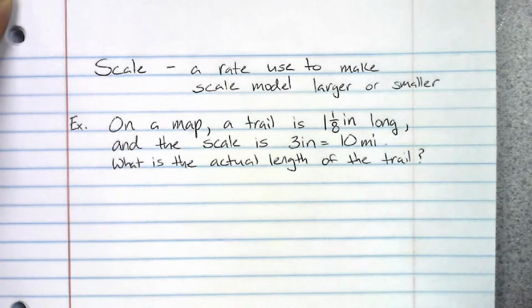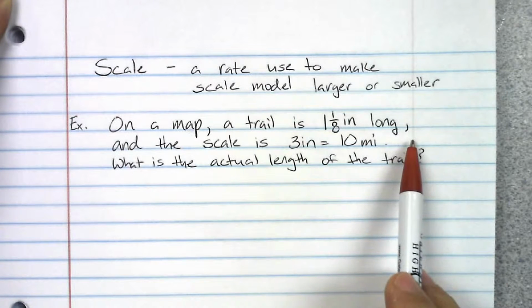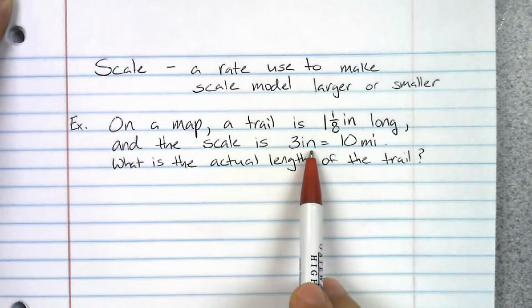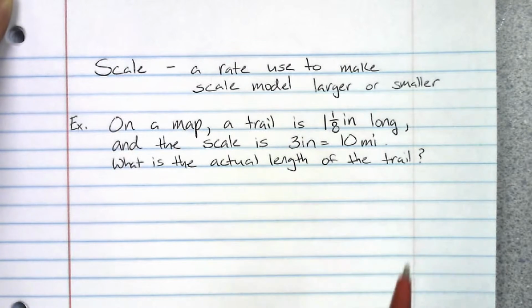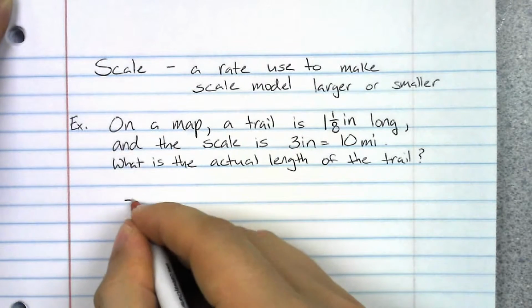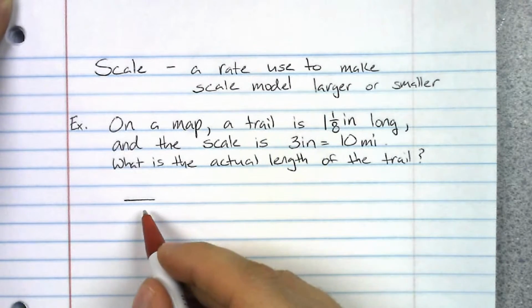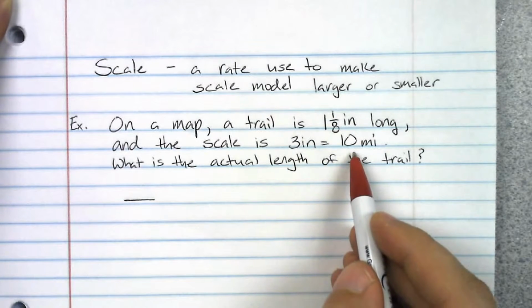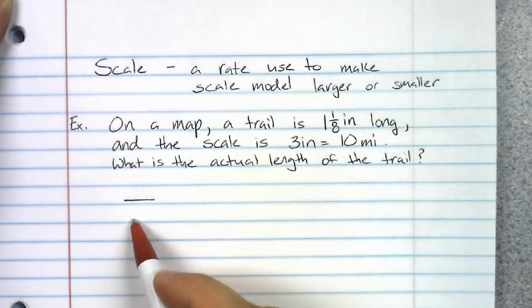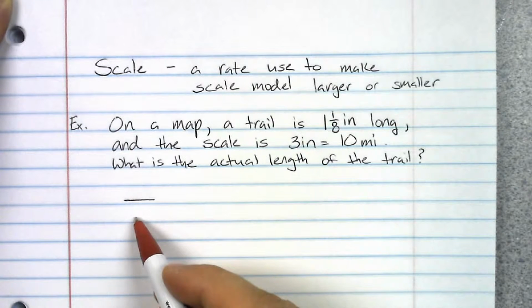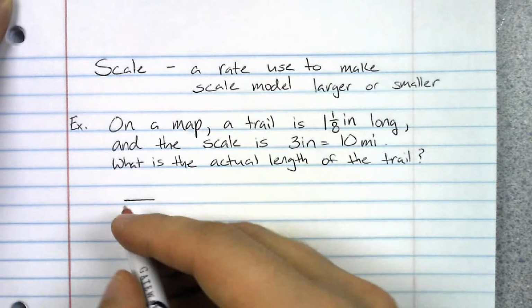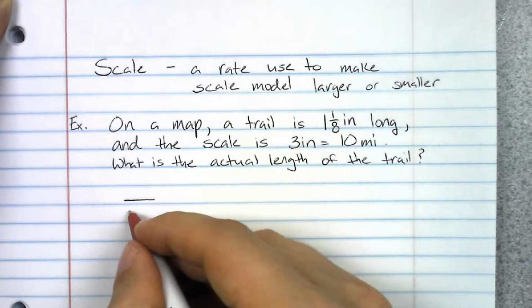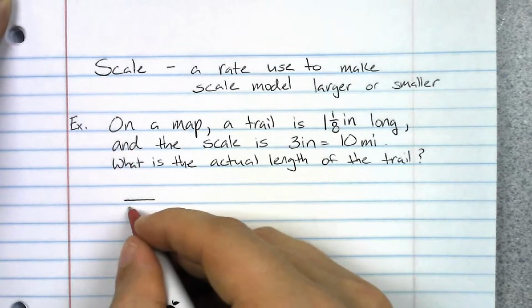Okay, so let's take a look at this problem. On a map, a trail is 1 1/8 inch long, and the scale is 3 inches equal 10 miles. What's the actual length of the trail? Now, normally, people put the measurement that references real life on the bottom. The truth is you don't have to, as long as you don't mix them up, but I recommend you get in that habit. That way people can read your work easily and know what's what.